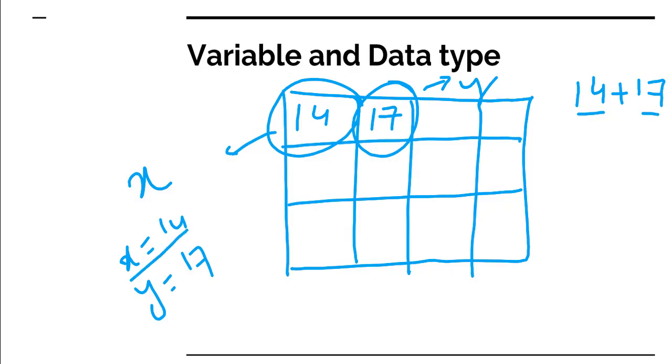X is pointing to 14, and tomorrow I can go ahead and change this. X no longer points to 14. The new value is, let's say, 24. So now the new value of X is 24. Since the value that X is pointing to has changed, X is considered a variable. X is no longer pointing to 14, it is pointing to 24. Similarly, you can call this memory location Y, and today it is pointing to 17. Tomorrow it might point to 19. In that case, the value of Y has changed. So that's why Y is also called a variable.